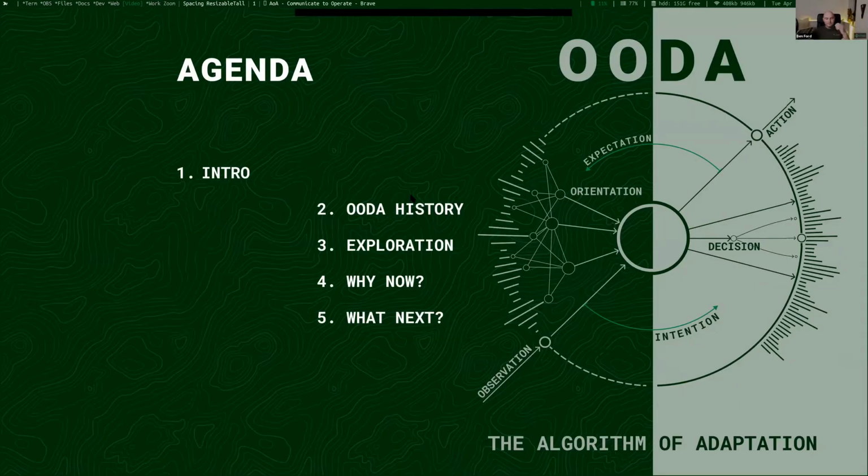So I'll start off with a bit of an introduction, a bit of history of the OODA Loop, a little bit of background on the exploration that we've done, why this is important now, and then a little bit of what next afterwards. I hope the rest of my slides are in a better state than this.